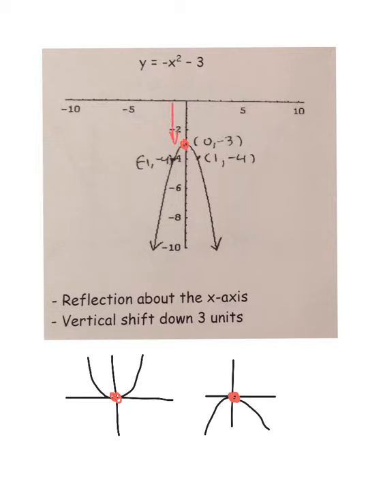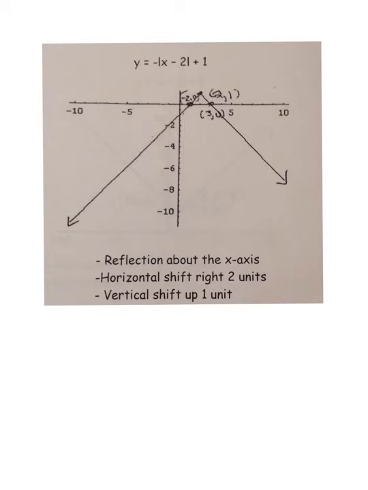And remember, a vertical shift is just represented by whatever amount we're going and in what direction we're going. So since I'm going down, I have a negative, and since we went down 3, I have -3. All right, so let's look at the next one.